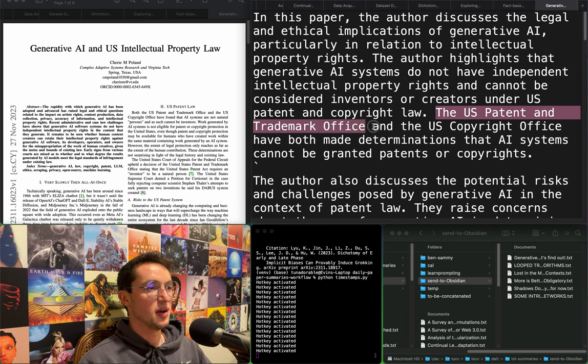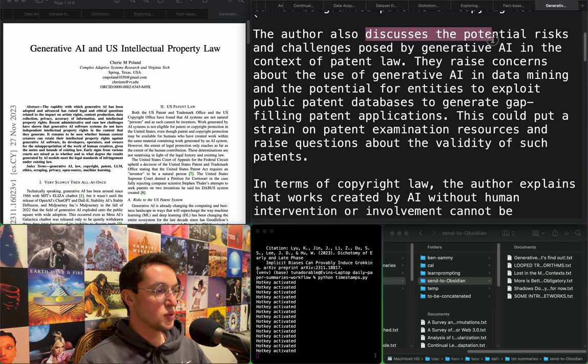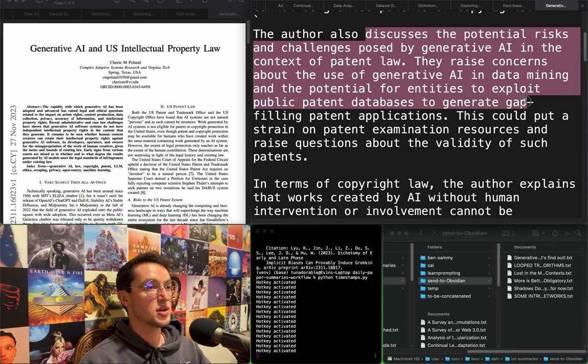U.S. Patent and Trademark Office and the U.S. Copyright Office have both made determinations that AI systems cannot be granted patents or copyrights. Discusses the potential risk, but can the person who used the AI patent system to make a thing do it? I don't know. Potential risks and challenges posed by generative AI in the context of patent law raise concerns about the use of generative AI in data mining and potential for entities to exploit public data, patent data sets to generate gap-filling patent applications. This is a huge thing.